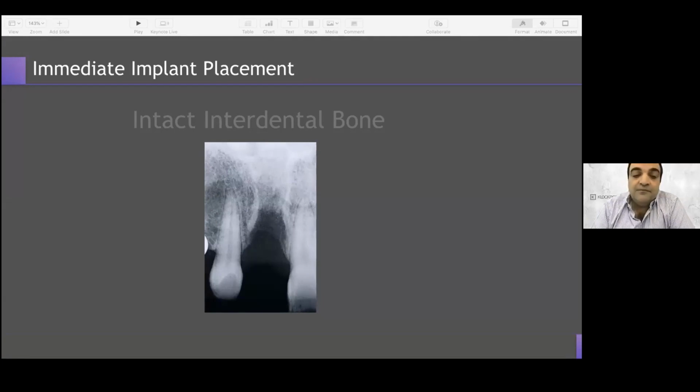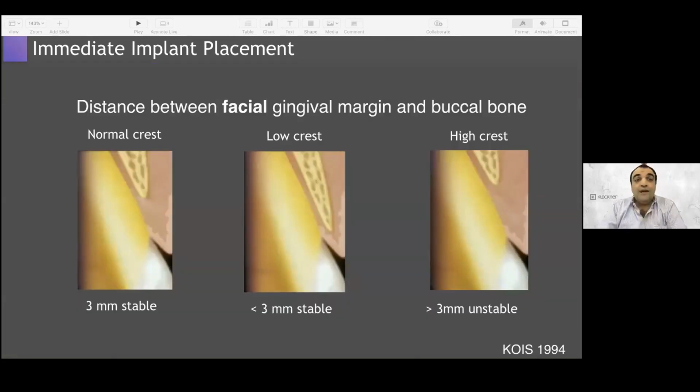at the time of the final restoration delivery. So we have to make an atraumatic extraction to keep this interdental bone in place. We have to check also the distance between the facial gingival margin and the buccal bone. If it's 3 millimeters or less, it is safe and favorable to do immediate implant placement.